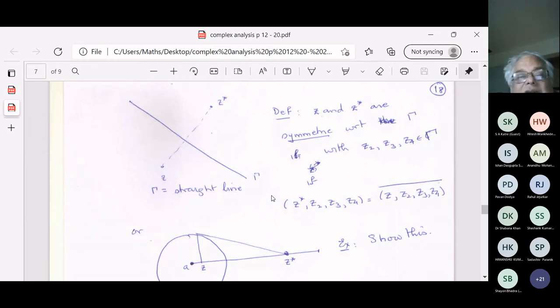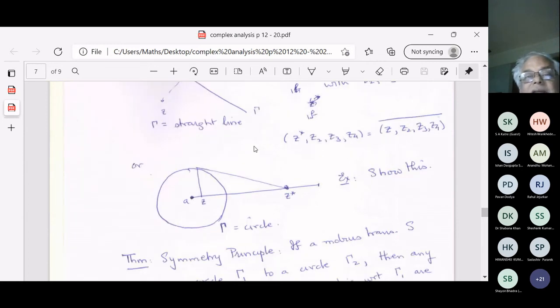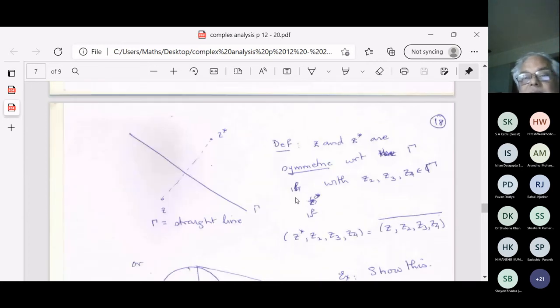If gamma is a straight line in the complex plane, then Z and Z star are symmetric with respect to gamma. If you join Z and Z star, this straight line is perpendicular to gamma and the distances to gamma are the same. They lie on different sides of gamma. This is the case when gamma is a straight line.